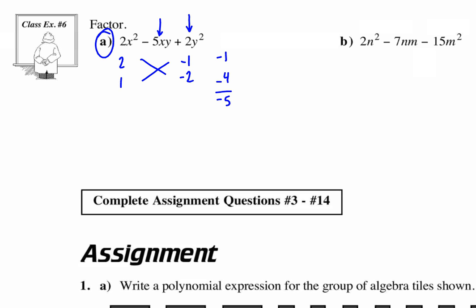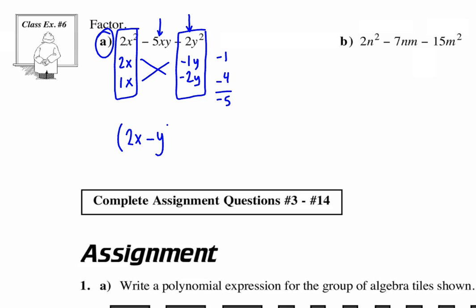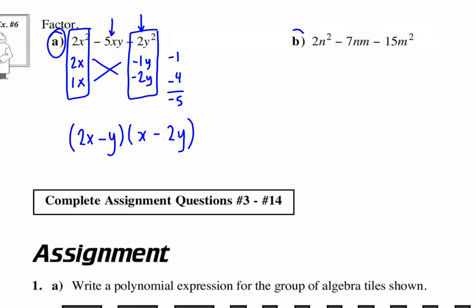All right? When we have those negatives, it's a lot trickier. Now, we put in our variables. 2 and 1 have to multiply to 2x squared. So what's the variable there? X and x. And on this one, we have to multiply to negative 2y squared. So what's the variable? Y and y. So there's our factors. 2x minus 1y times 1x minus 2y. Okay? Let's try one more. Do you want to give it a try now? Try B. Same idea.